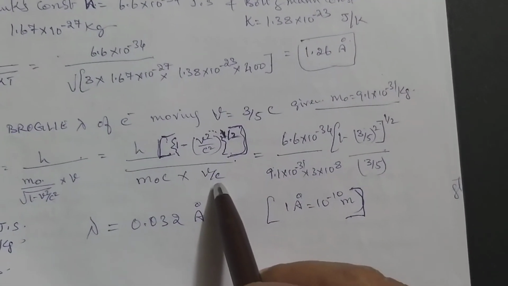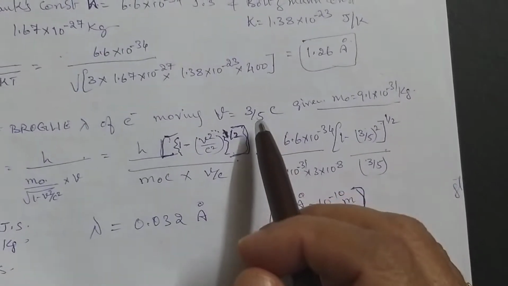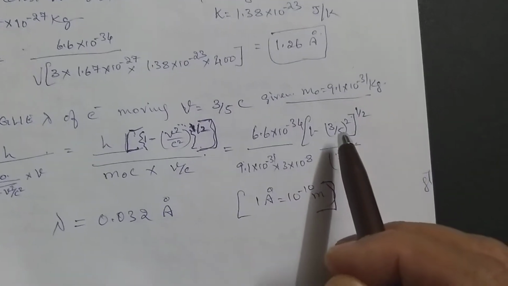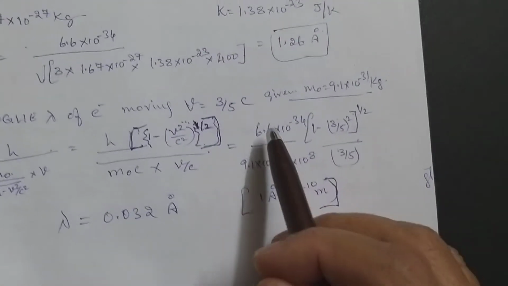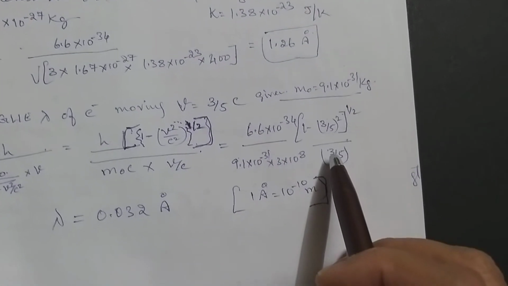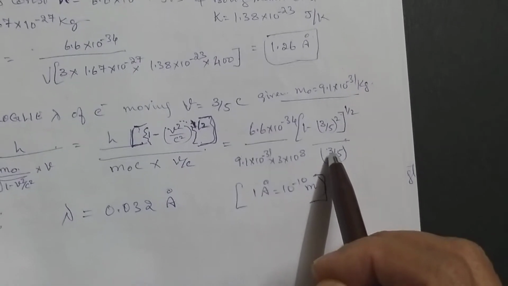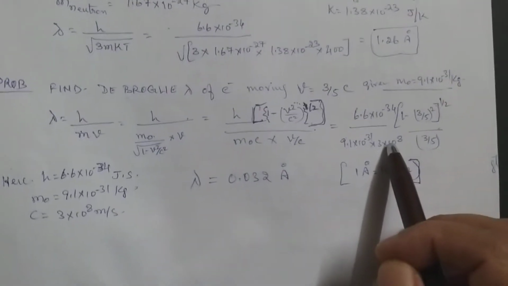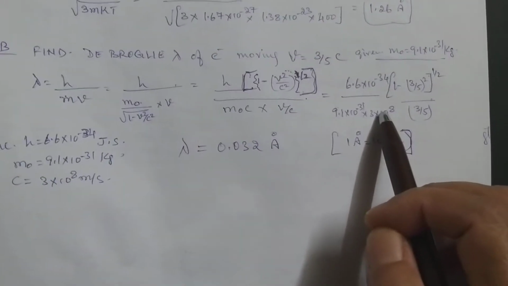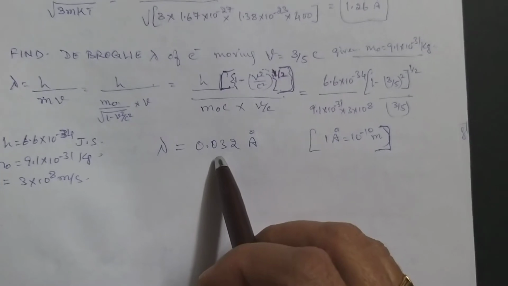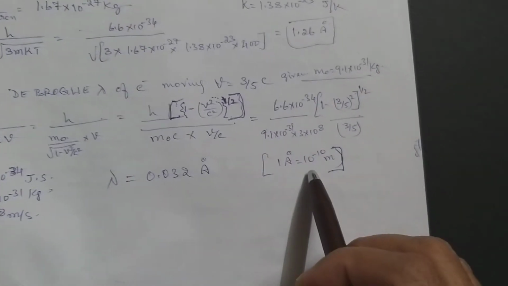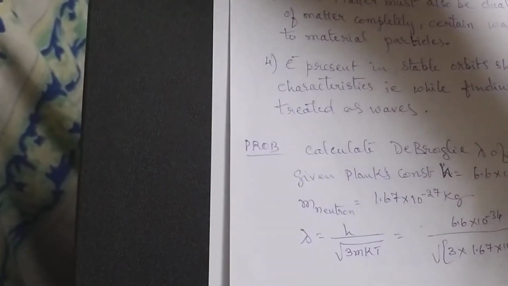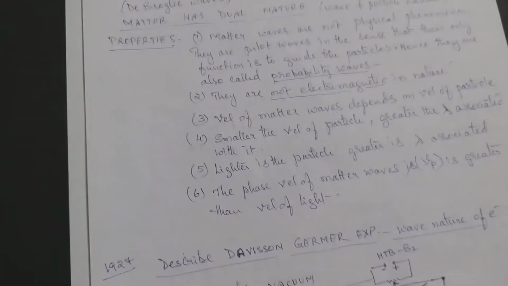So now if you put the values, v equal to 3 by 5 c, then it will become 3 by 5 squared here. This is the value of h, and here v by c will become 3 by 5, and here m0 and the velocity of light. All these things together, you will get lambda as 0.032 angstroms. Remember, 1 angstrom is 10 to the power minus 10 meter. So that is how it is calculated.